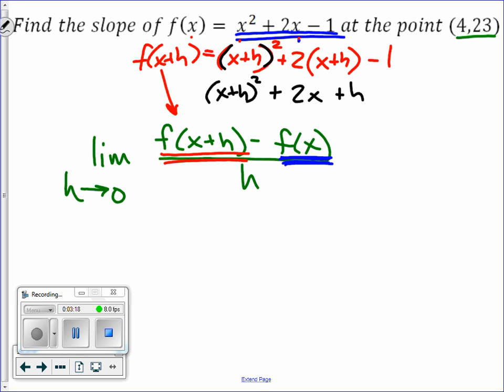So don't be the person that leaves the h out with the second term, and don't be the person that just puts a plus h with that. Anywhere you plug in x plus h, it has to have parentheses around it.